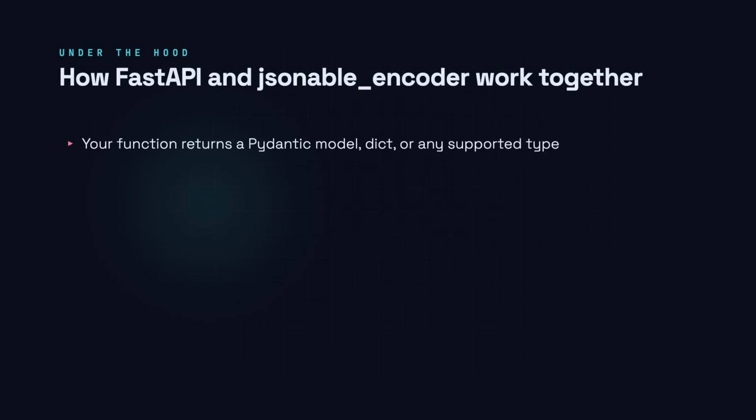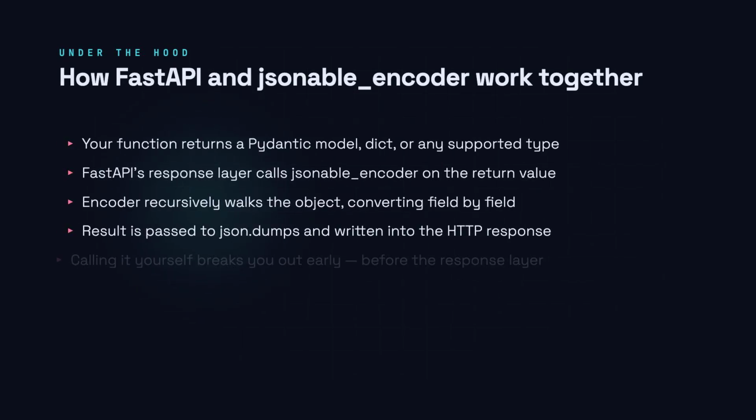When a request arrives, FastAPI runs your path operation function and takes whatever you return. Before writing the HTTP response, its internal response layer calls jsonable_encoder on that value. The encoder walks the object recursively. If a field is a Pydantic model, it calls .dict on it. If a field is a datetime, it calls .isoformat. If it is a UUID, it calls str, and so on. The resulting plain Python structure is then handed to json.dumps. When you call jsonable_encoder yourself, you are simply stepping into that same process early, so you can use the safe data before the response is ever built.